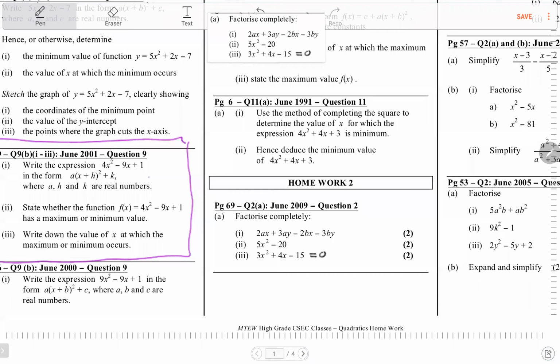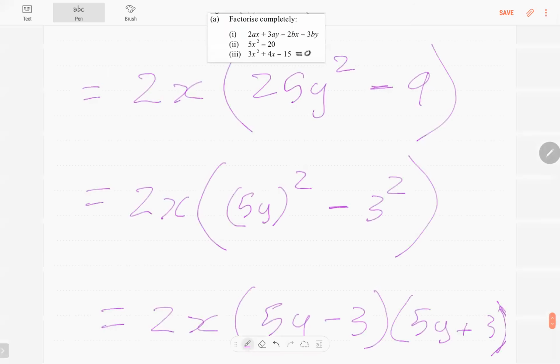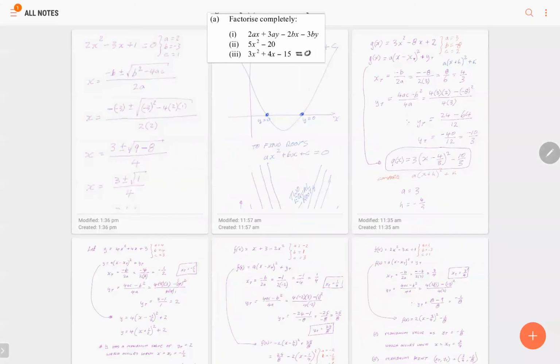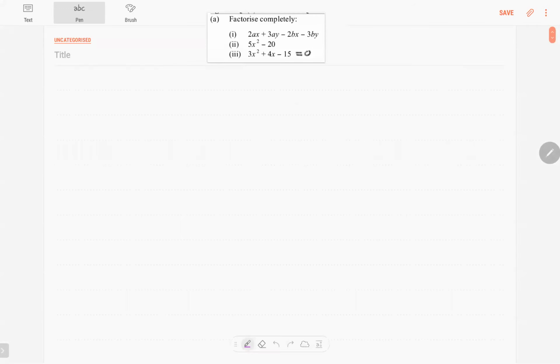So let's go to the whiteboard and let's do this. All right, let's just run through these quickly. The first 2 we're going to factorize, the third one we're going to solve. So part 1 is to factorize 2ax plus 3ay minus 2bx minus 3by.